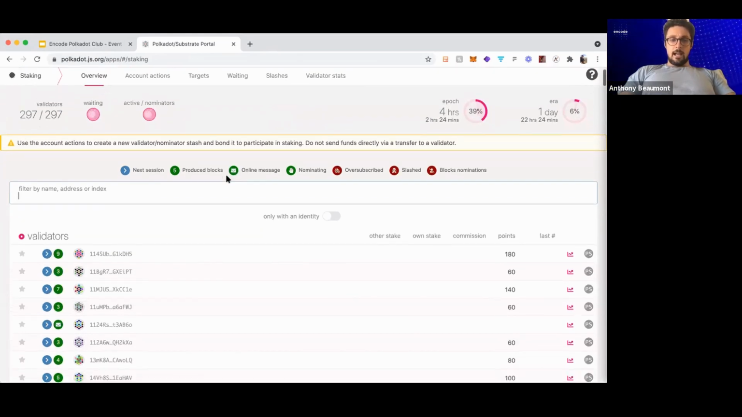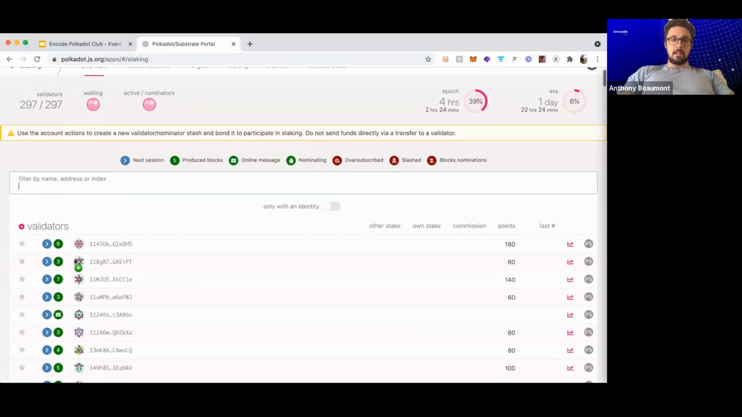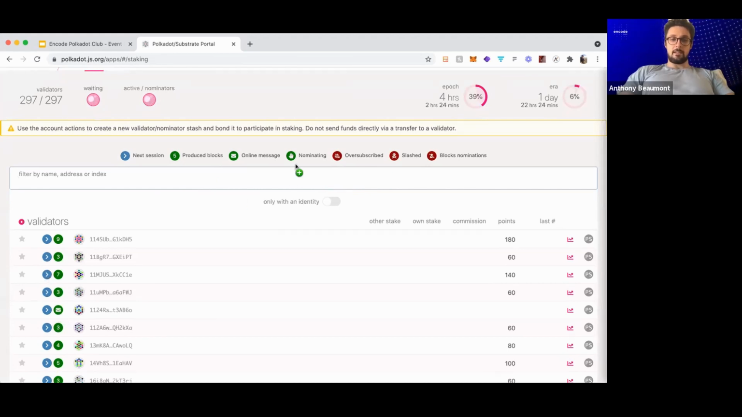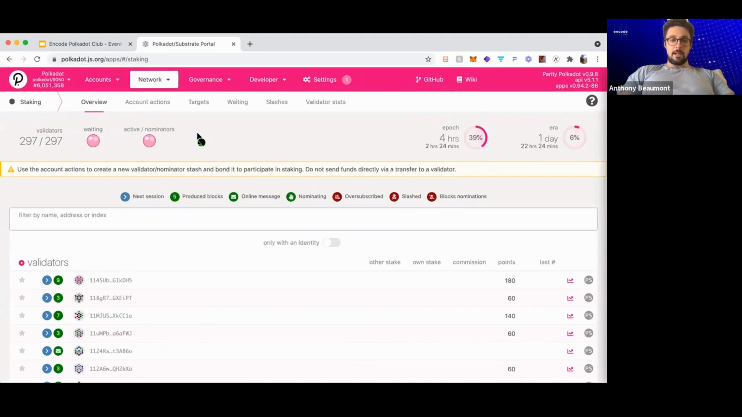Cool. And you can see how many blocks they produced. You can send them a message. You can see who's nominating them. And we're going to get this.